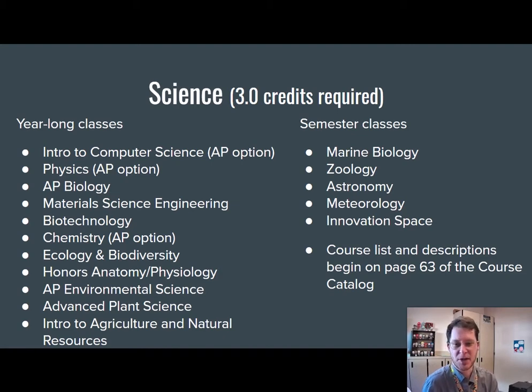You've got a bunch of year-long options over there, and then again, some semester-long options. I would recommend if you're going to choose the semester-long option that you pick 2, so you can match them together. So you could pick, say, astronomy and innovation space, and you would be able to get 1 full credit over the course of the year.